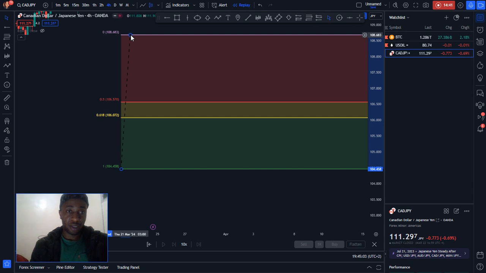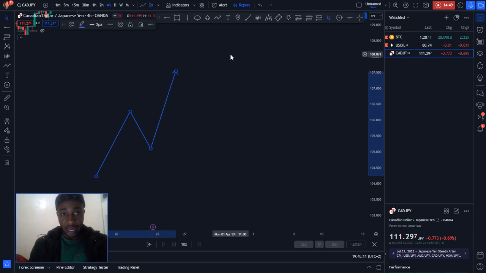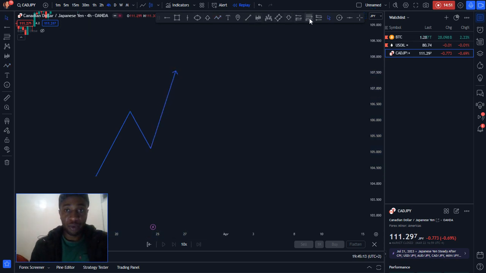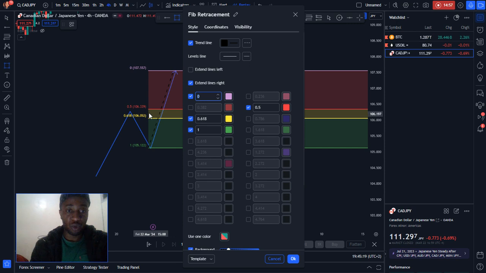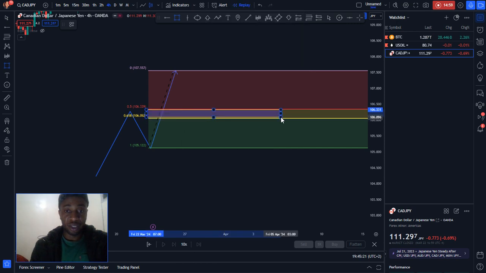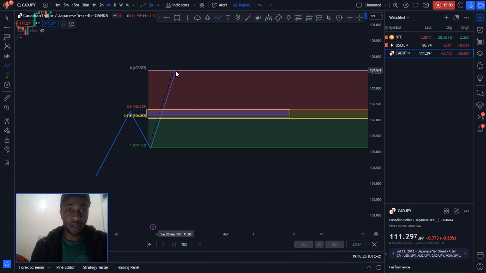When I take my chart, giving me impulsive, correction, impulsive, I know that I'm going to take where the impulsive started to where it ended. So I know that my golden zone is going to be between 50 to 61.8%. Which means I'm expecting to see the market retrace from this golden zone, and then it shoots all the way to the upside.